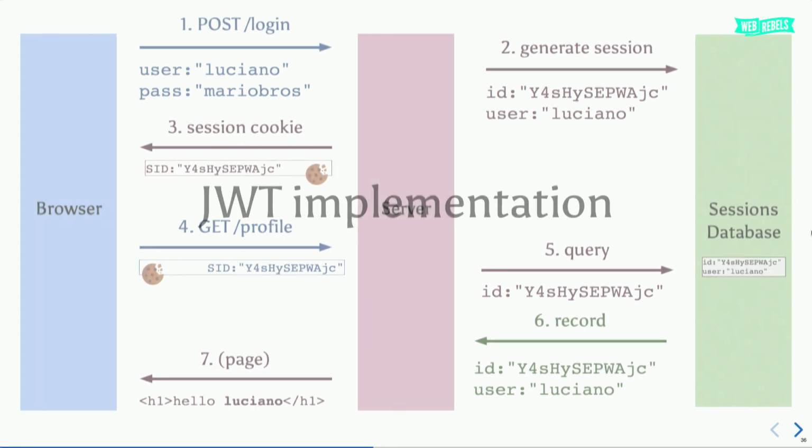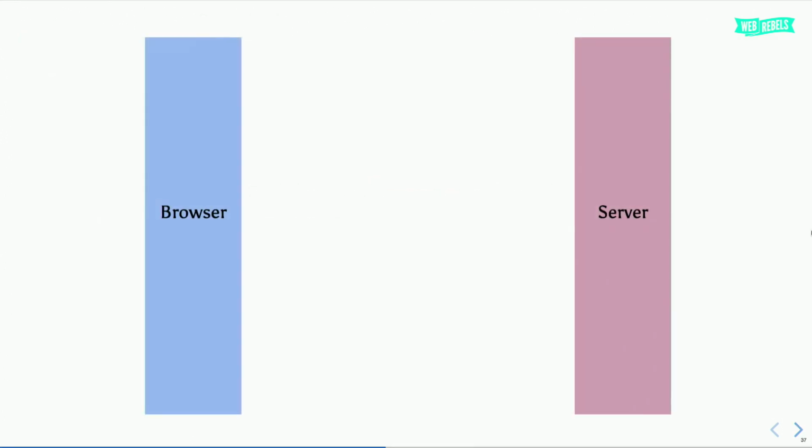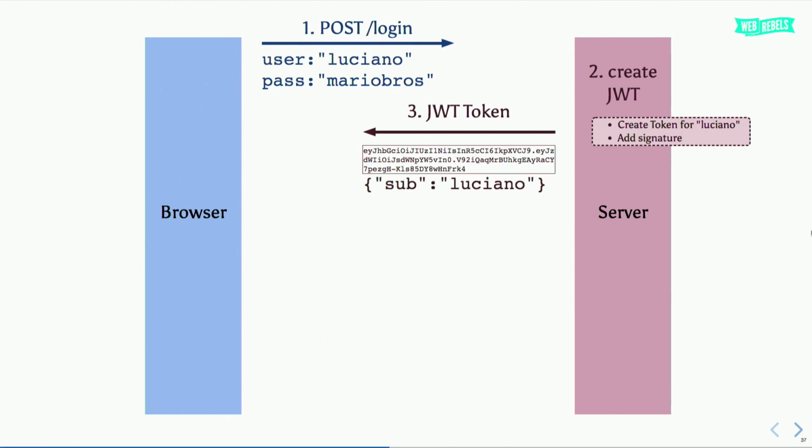So let's see how this looks with JWT instead. We have only two components, a browser and a server. So there is, again, a login attempt. This time, the server, once it's happy with the username and password, doesn't need to go somewhere else, because it can create in place a JWT token, where basically we store that this token is being created for the user Luciano, and then it's signed with a secret that only the server knows. That's something that can be immediately returned back to the browser.